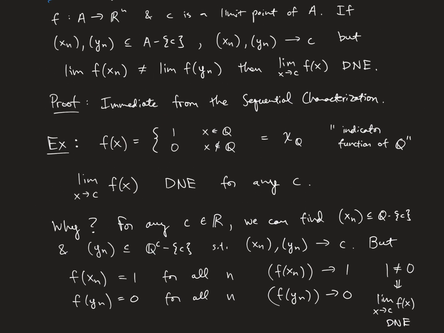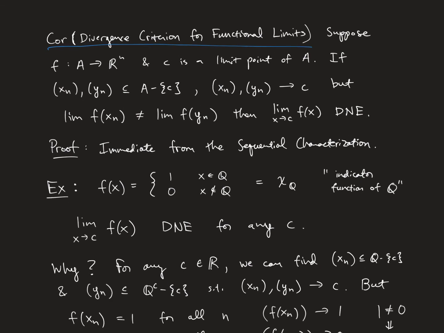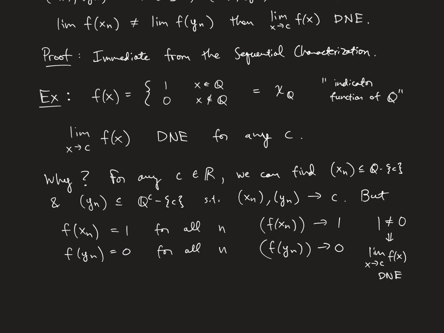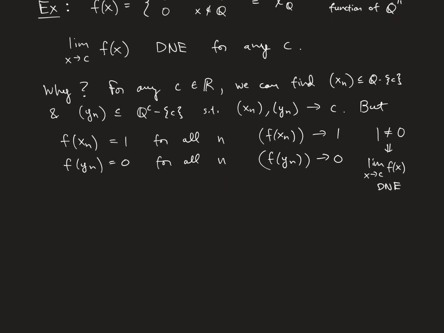So that's one example of showing that a limit doesn't exist using this sequential characterization. This is much easier than having to go through the definition. It's kind of annoying to use the definition to show that these limits don't exist. And another one, and this will be our last example for this lecture, is the example of sine of 1 over x. You might remember this function as an example from calculus.